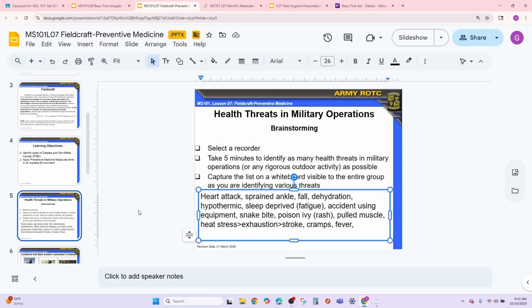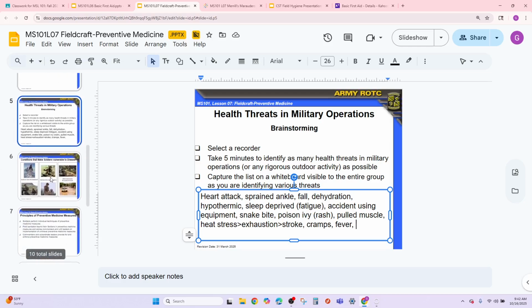And not everything is going to be combat related. So you're going to have to take into consideration health concerns at just the base level. Like, for instance, this morning at the ruck march, you guys show up, you throw on the ruck, and you go walk. You come back, right?